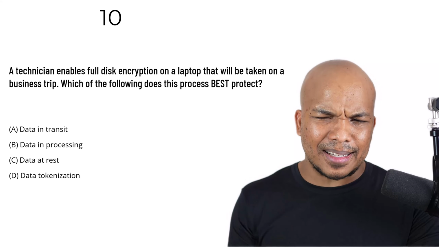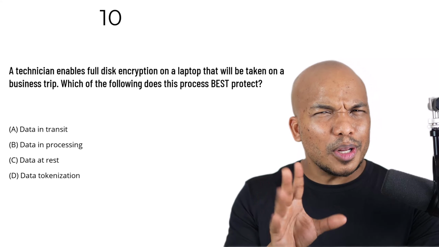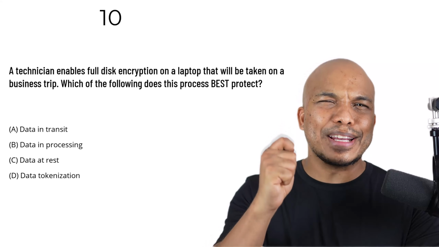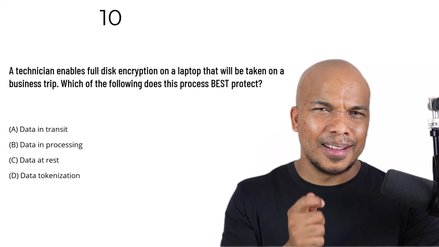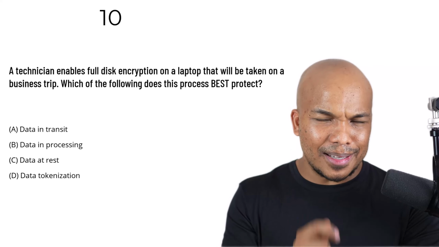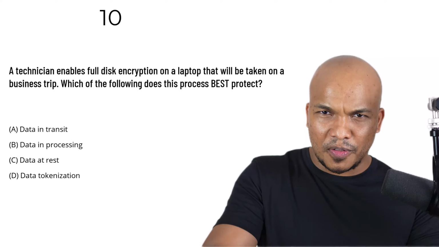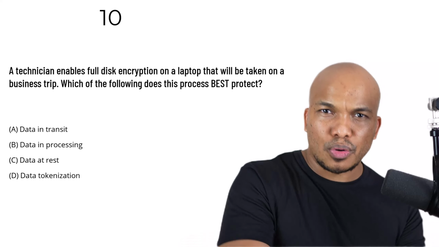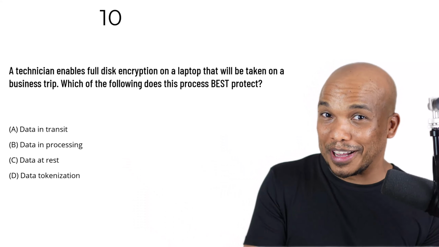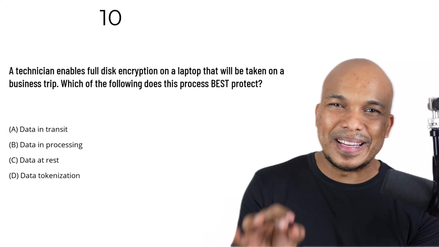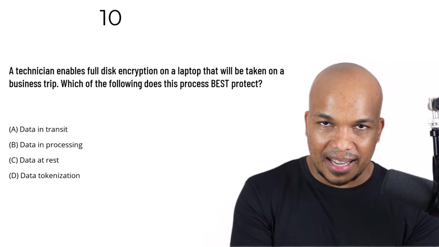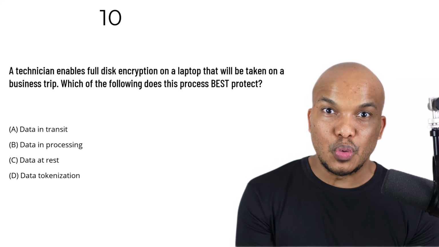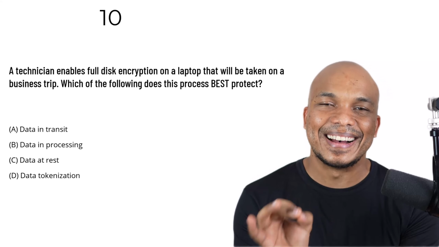Data in transit. Okay, it's a little bit tricky because it says that the laptop will be taken on a business trip. However, data in transit isn't the data being transferred physically on a laptop. Data in transit simply means it's being transferred from one device to another or from one network to another. So don't fall for that trap, okay? The answer here is going to be data at rest because the data is still in the hard drive of that laptop and it's just sitting there. It's not actually doing anything. So the answer here is going to be data at rest.